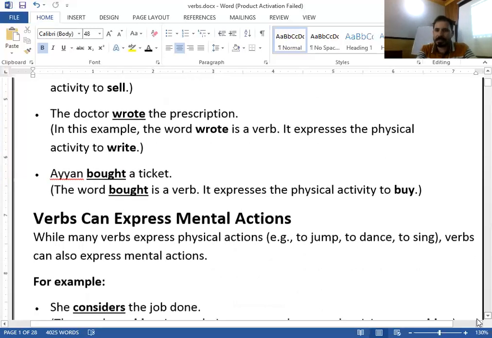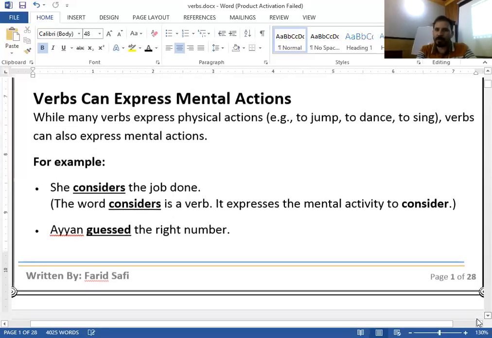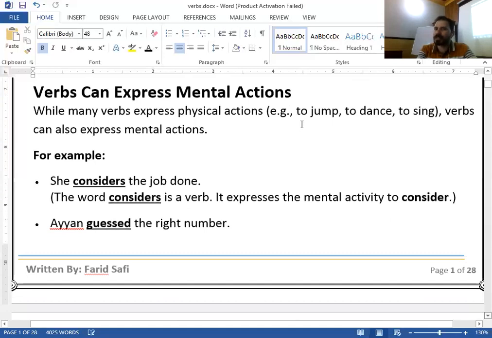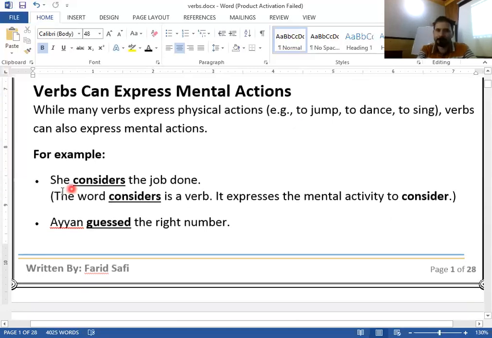Let's move to the second one. We want to talk about now, verbs can express what? Mental action. For example, the first one. She considers the job done. She considers. The word consider is a verb. You can't say it's a physical action. It's a mental action. We consider something in our mind, in our brain. Clear? So consider is called a verb and it shows what? Mental action.